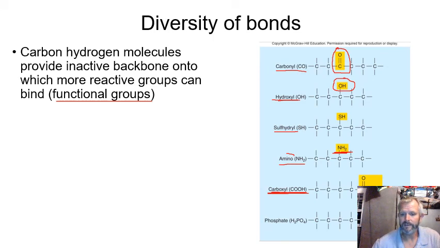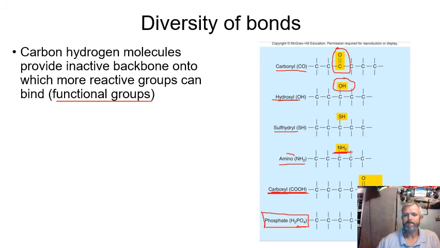And then a phosphate group, H2PO4. Hopefully this might look familiar to some of you. Where might we see the phosphate group? ATP, right? Adenosine triphosphate has 3 of these functional groups to it. Diphosphate would have 2. Monophosphate would have just 1 of these.